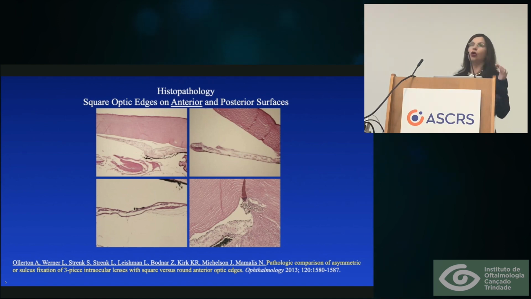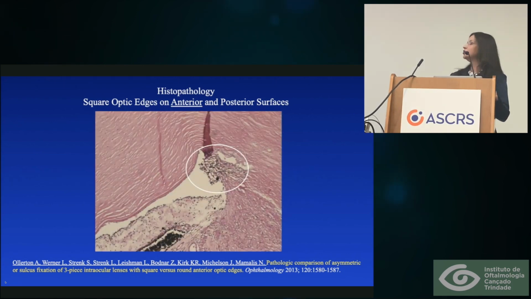You also had pigmentary dispersion everywhere in the eye, for example, on the capsular bag. And the most important finding is that we had a pigmentary dispersion within the trabecular meshwork in all of the eyes of this group. And this was observed just in one eye of the round edge group. So this really shows some constant trauma and rubbing of the posterior surface of the iris by the IOL. So the findings were more serious when you had anterior optic square edges.